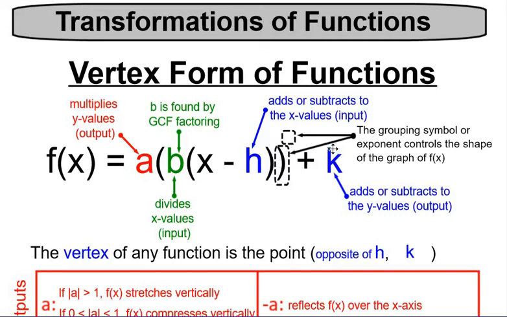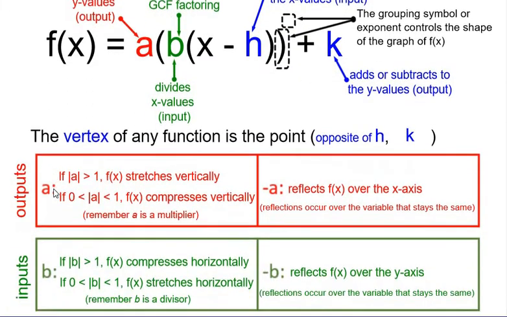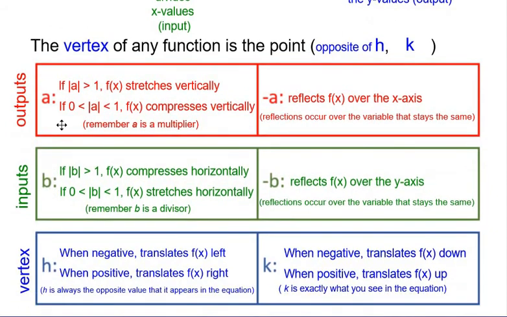The k, which is outside, and it is the easiest letter, sometimes again labeled d, will add or subtract to the y values. But remember, that's going to happen after you have multiplied first. So order of operation is important. If you have an a with a k, you would want to multiply before you add or subtract. Just a review of what I said in a little more verbal sense.